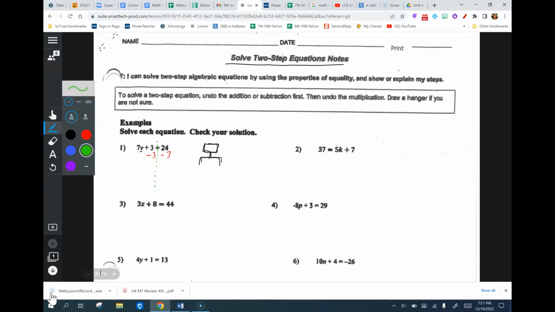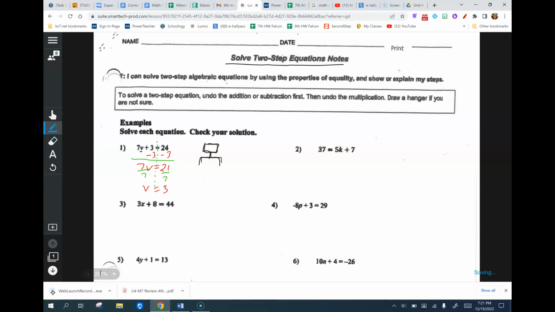Okay, and now we're just going to keep on going. So when I add a negative 3, notice that will drop out. Some people draw a line here. I am not one of those, but you're welcome to do that if it works for you. So now I have 7v is equal to 21. Now I have multiplication, 7 times v. So if I have multiplication, what's the opposite? Division, that's right. So I'm going to divide by 7. So I get v is equal to 3.